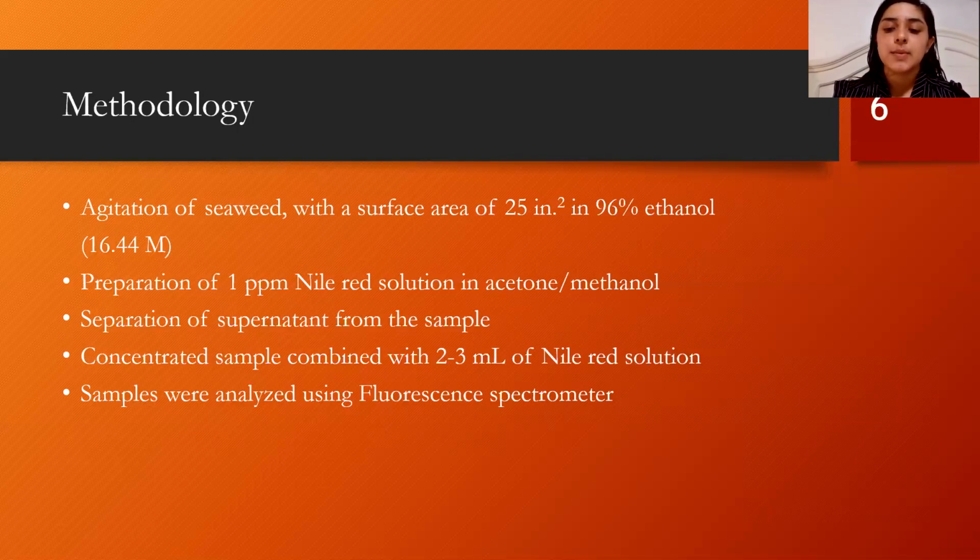The solid particulates would then be placed into clean vials, and approximately 2 to 3 milliliters of a 1 part per million Nile red solution in either acetone or methanol would be added to each vial. The samples were then analyzed using fluorescence spectroscopy.